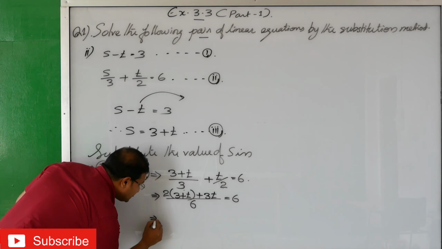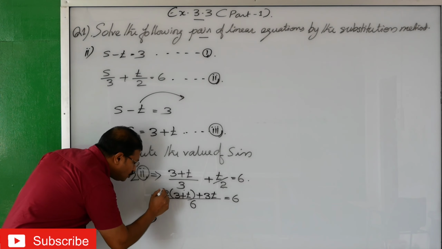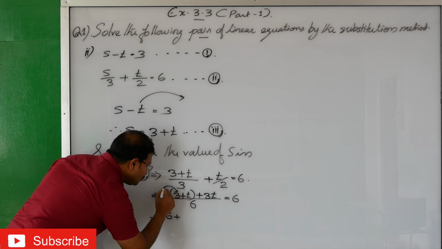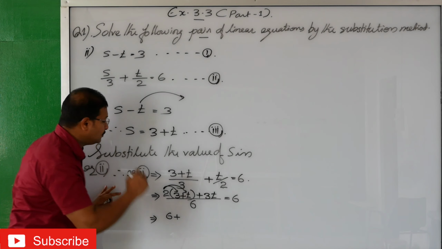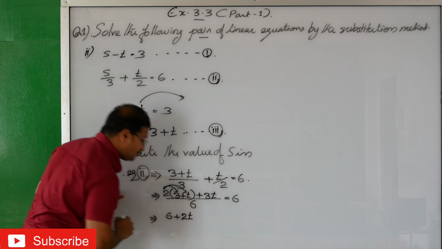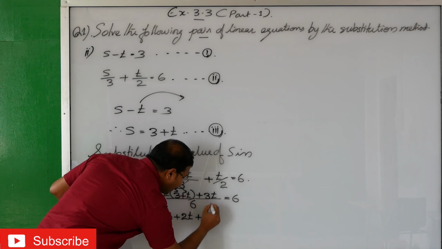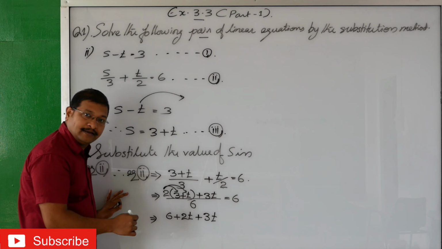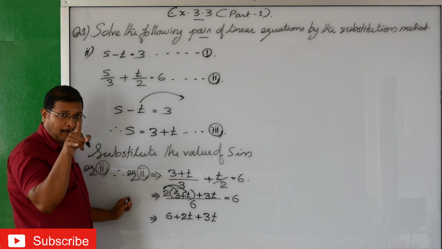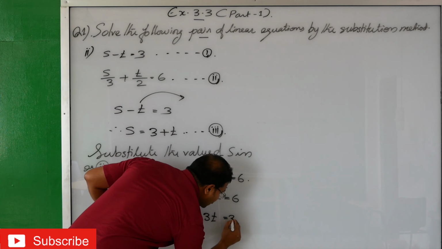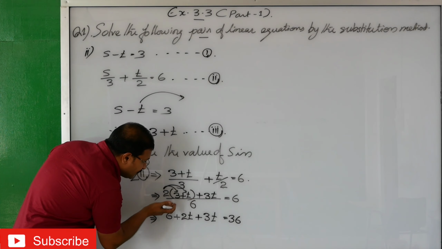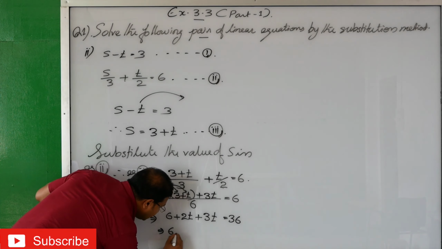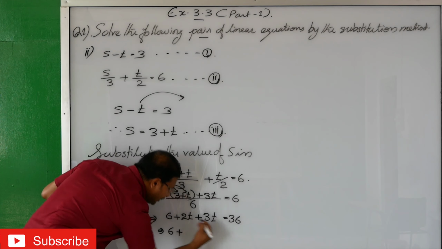This implies, we'll open the bracket now. So, 2 into 3, 2 3s are 6, plus 2 into t, 2t, plus 3t, divided by 6. So that will carry to the next side. See, division goes to the next side and becomes multiplication. That means 6 into 6, 36. This implies 6 plus 2t plus 3t.